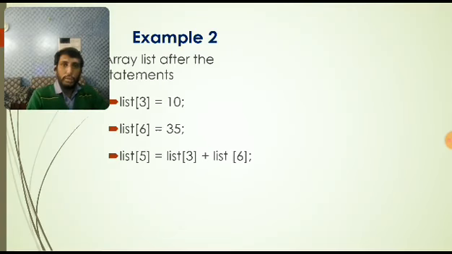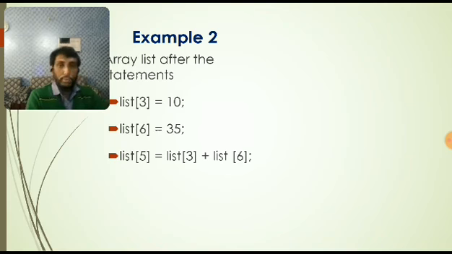Now example 2. Let's look at array list after the statements. See, if we are putting list 3, this list means the name of the array, and 3 is notifying index number 3. That index number 3 is going to accept 10, and same way list 6 means index number 6 is going to accept 35, and list 5 is list 3 plus list 6.